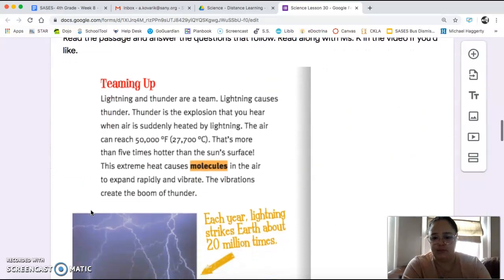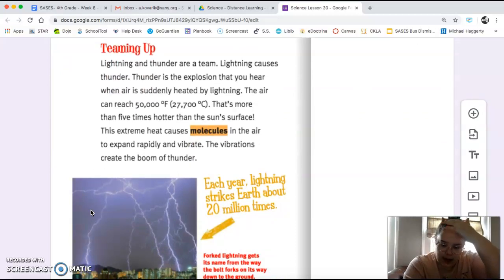Please use it. All right, this passage is called Teaming Up. Lightning and thunder are a team. Lightning causes thunder. Thunder is the explosion that you hear when air is suddenly heated by lightning. The air can reach 50,000 degrees Fahrenheit. That's more than 5 times hotter than the sun's surface. This extreme heat causes molecules in the air to rapidly expand and vibrate. The vibrations create the boom of thunder.